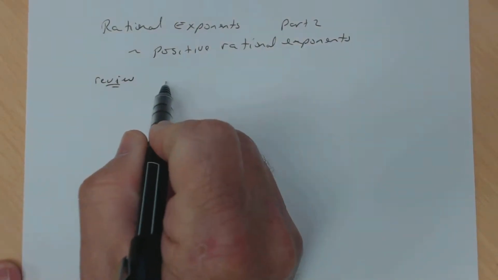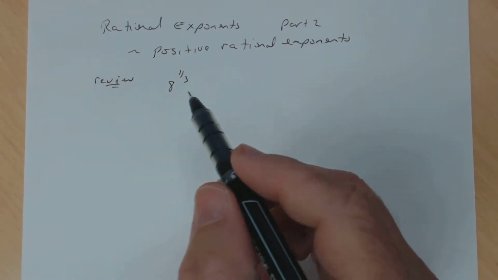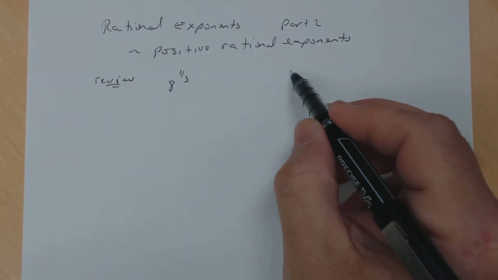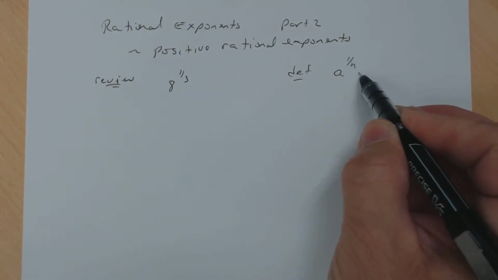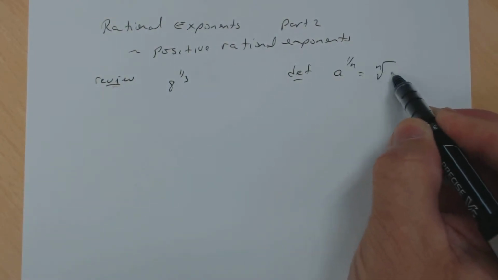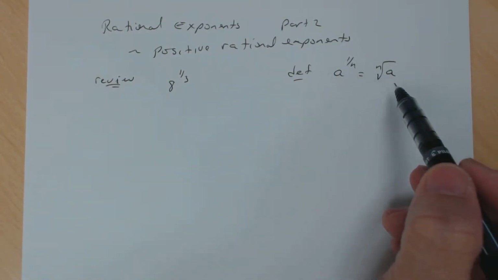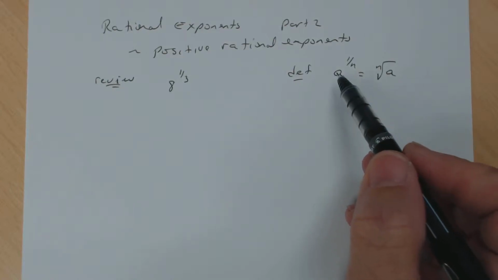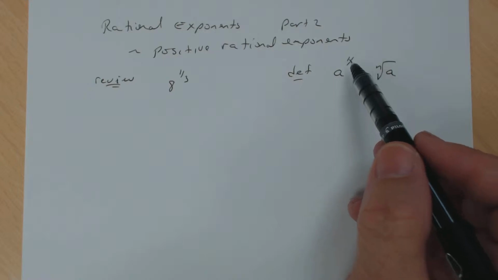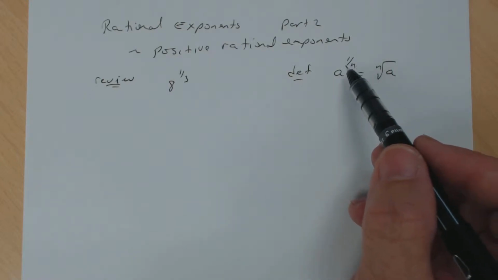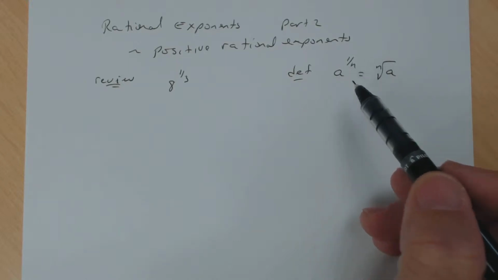So we saw how to deal with 8 to the 1/3. So we know now what this means. In the previous lesson, we used a definition that said that a to the 1 over n is equal to the nth root of a. So your base here, when you rewrite it in radical notation, becomes the radicand, and notice this is 1 over n, so your numerator is 1, and your denominator becomes your index. So the nth root of a.